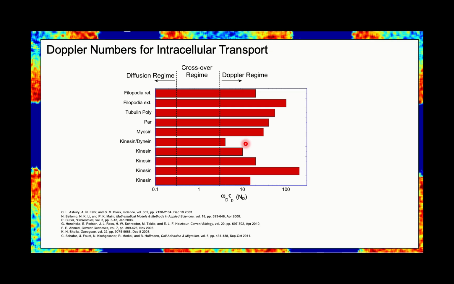Now, of course, there's a distribution of speeds, and so even mitochondria that can move fast, some subset will be moving slowly.